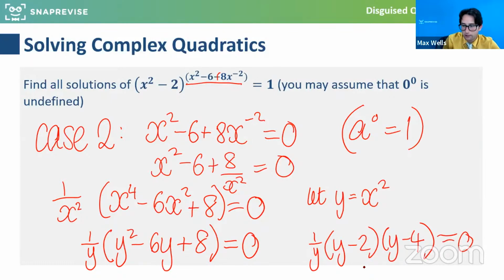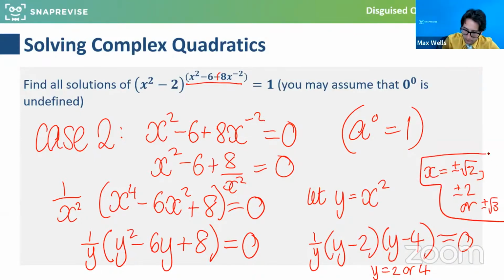And so y could equal 2 or 4. So x could equal the square root of both of those. So x could equal plus or minus root 2. Square root of 4 is plus or minus 2. Or from earlier, plus or minus root 3. So quite a lot of different answers there.